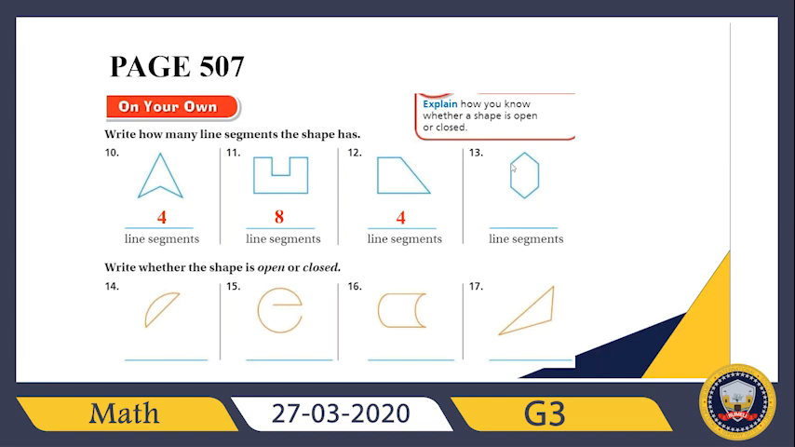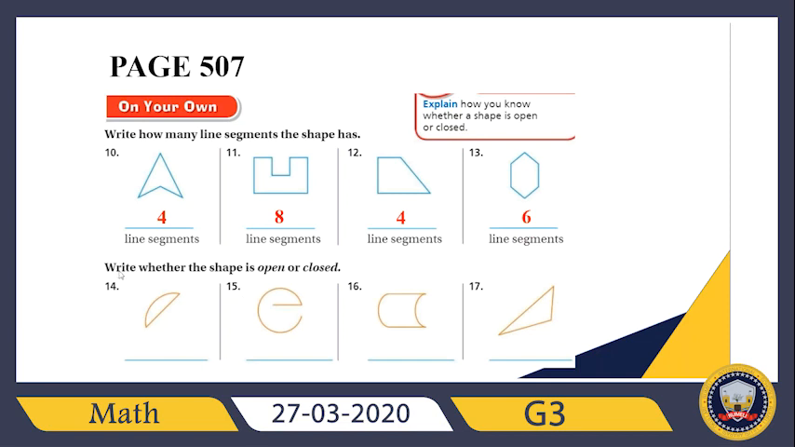So let's count it together. I'll start from here. 1, 2, 3, 4, 5, 6. How many line segments did I count? This time I count 6 line segments. Okay, let's check the other questions.